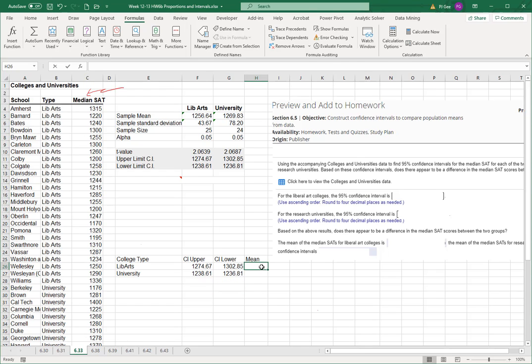Okay, so this is going to be equal to the mean of the university. Okay, get it? We've used those numbers before. All right. Now they say, I'm going to show you why it doesn't work.